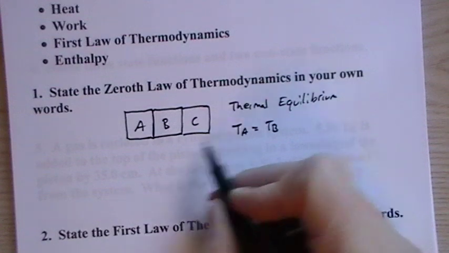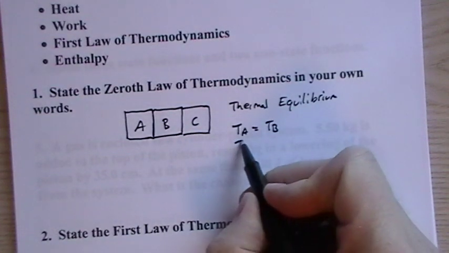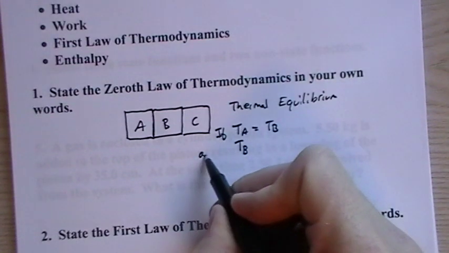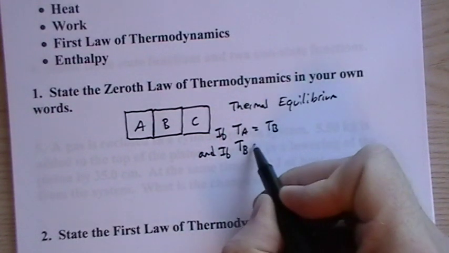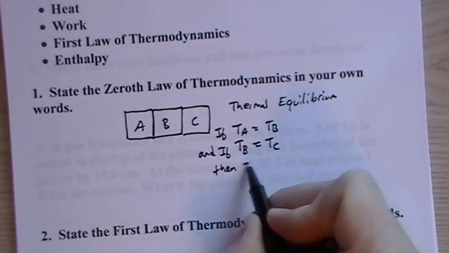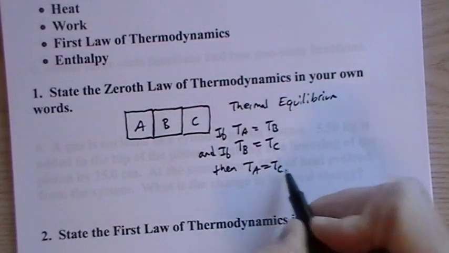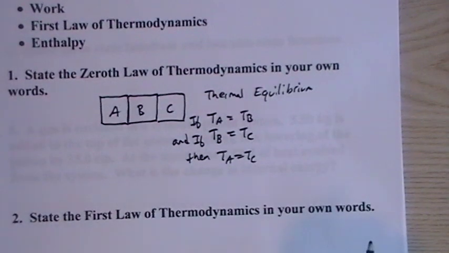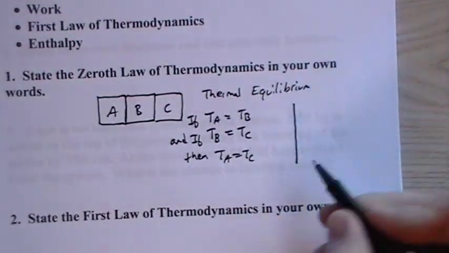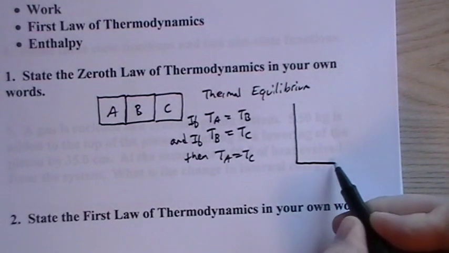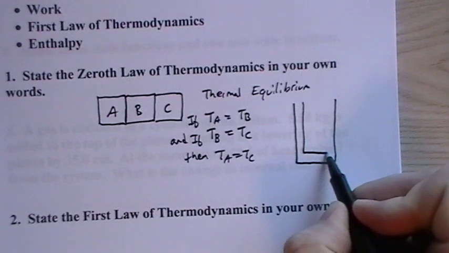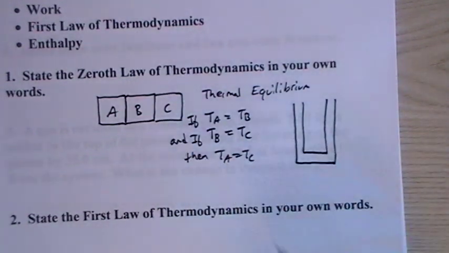So the temperature of A is equal to the temperature of B. So if that's true, and if the temperature of B is equal to the temperature of C, then the temperature of A is equal to the temperature of C. Now that seems quite obvious, but we often have to state things like this so that we know that that's what underlies everything that we do, and that's why it's the zeroth law.